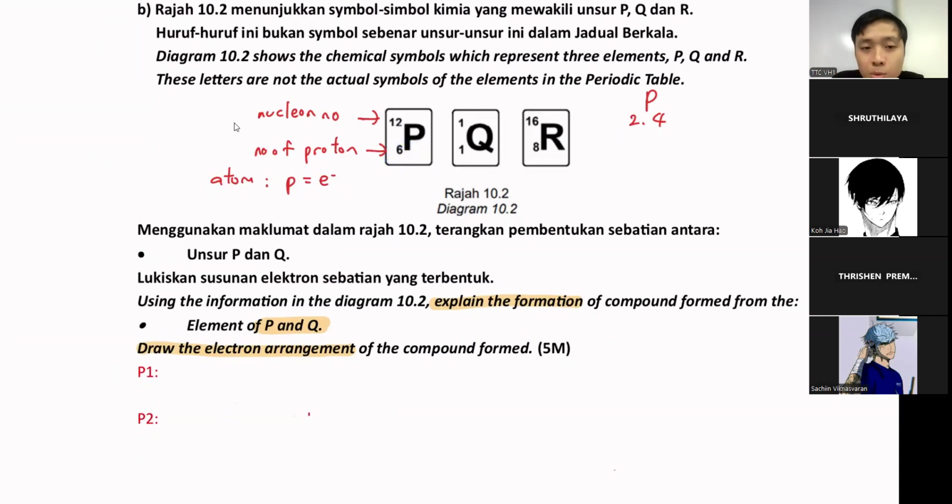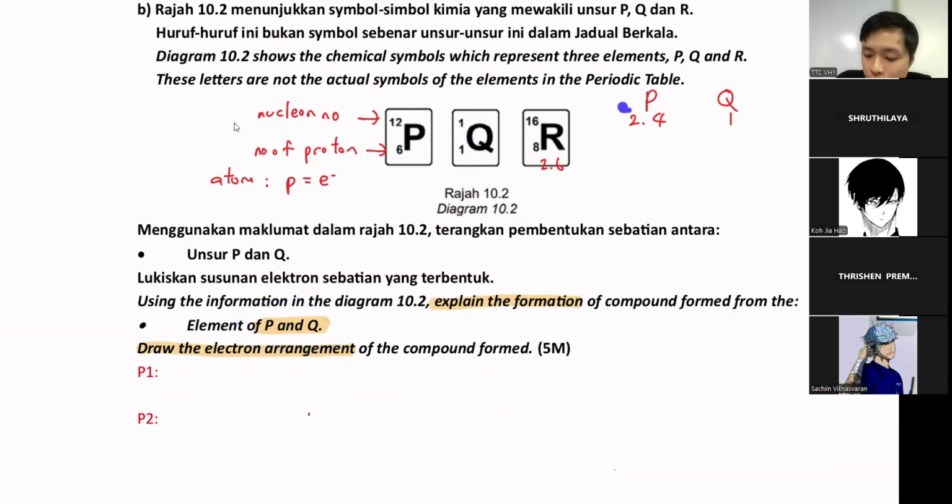What is the electron arrangement for Q? This one doesn't even need 1 second. So it's 1, of course. Okay, 1 means 1. If they ask for R, it is 2.6. But they ask between P and Q.